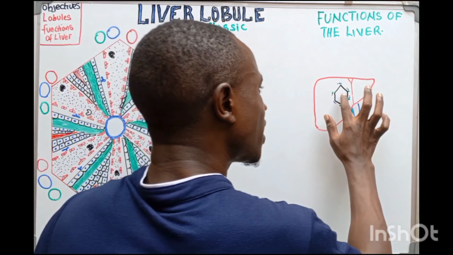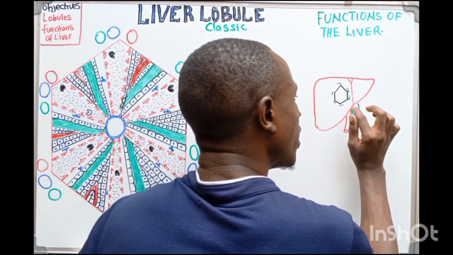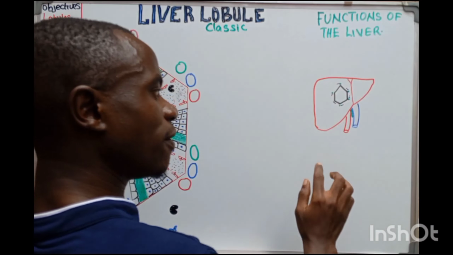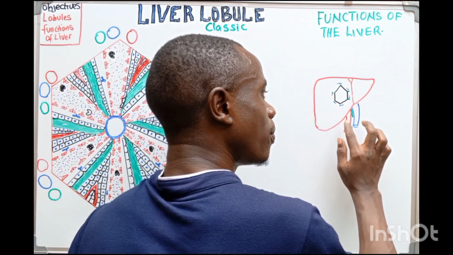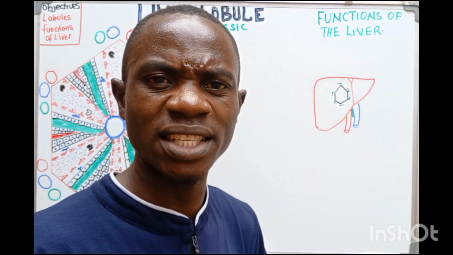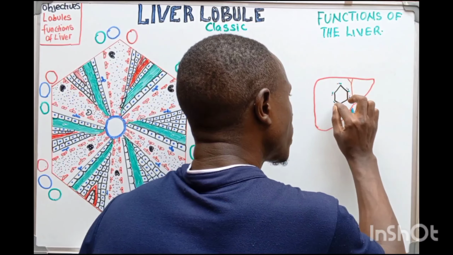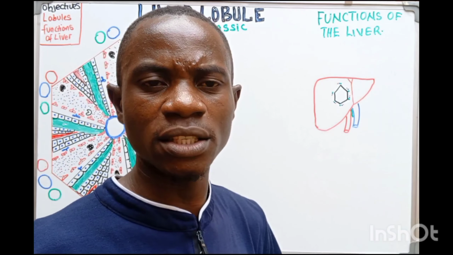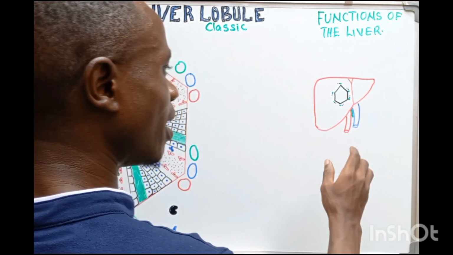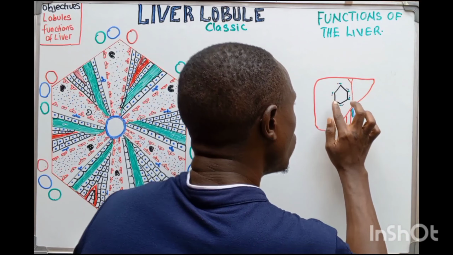So now, this hexagonal structure has 6 sides. On every corner, we have a tributary from the portal vein, a tributary from the hepatic artery proper, and also a branch of the biliary system, which we call the bile duct. So on every corner you have those 3 tubes, collectively called the portal triad.